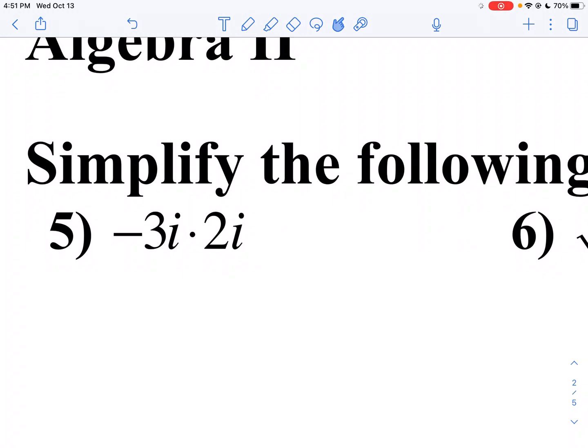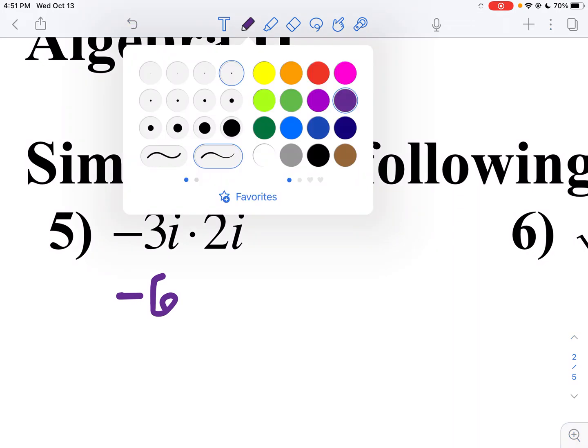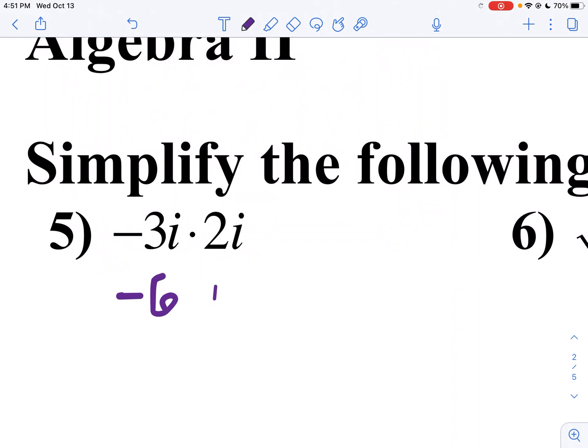Now let's do some operations with i. If I take negative 3i times 2i, well, negative 3 times 2 is negative 6, and then i times i is i squared. And i squared is negative 1, so I got negative 6 times negative 1, which is just 6. So negative 3i times 2i is 6.